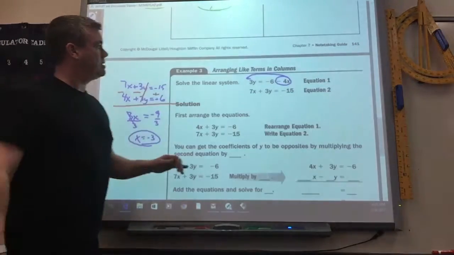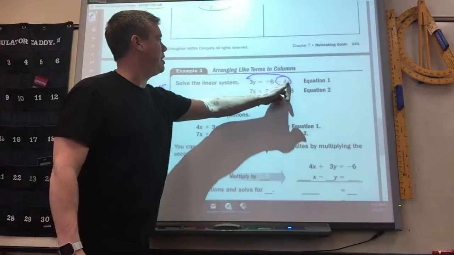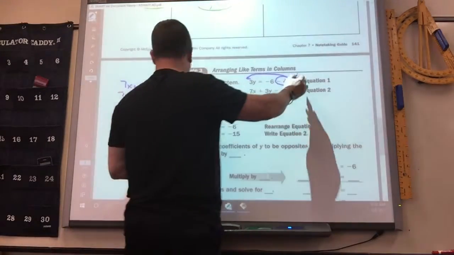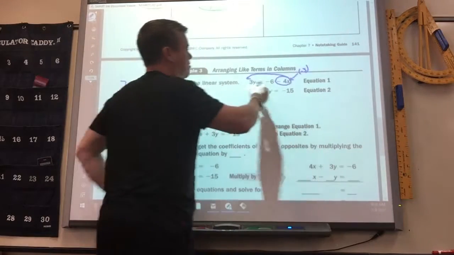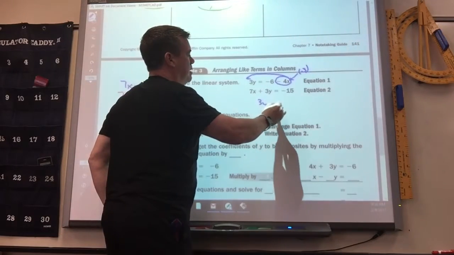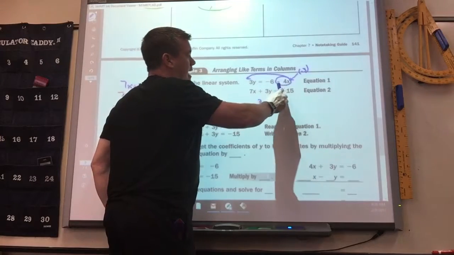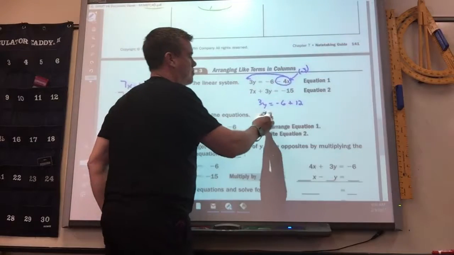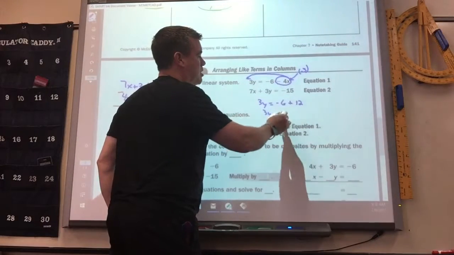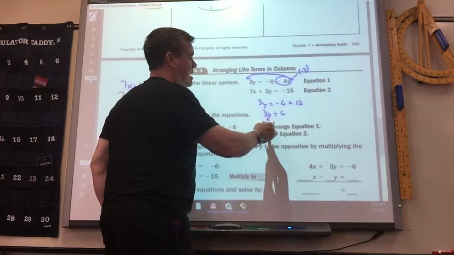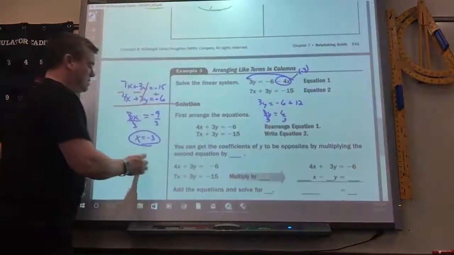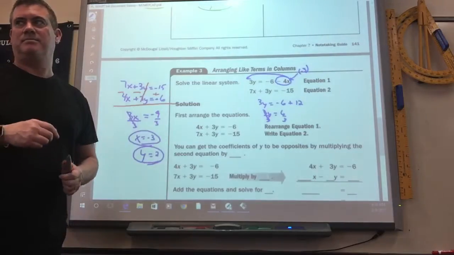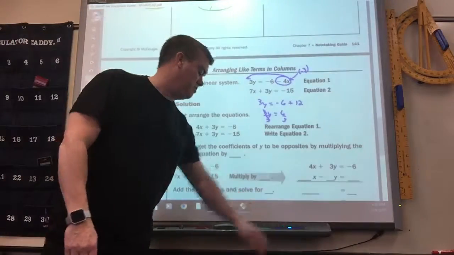Then we got to plug that in either here or there to figure out the y. This one works okay to put it in there. So if I rewrite this, I get 3y equals negative 6. A negative 4 times a negative 3 is a positive 12. So negative 6 plus 12 is 6. Divide by 3 and you get y is 2. Okay? So we'll do a few of them together.